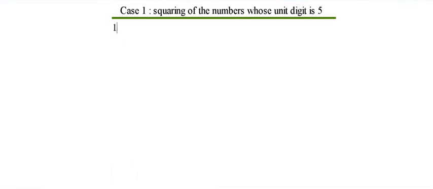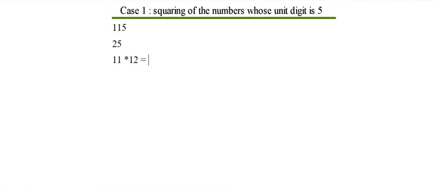Let us say it is 115 whole square. Now 115 will be what? Now I know the last number will be 5. So 5 square will be 25. Now what is the term left out? The term left out is 11 here. Now we have to multiply 11 with the next number, 12. So how do we multiply 11 into 12?